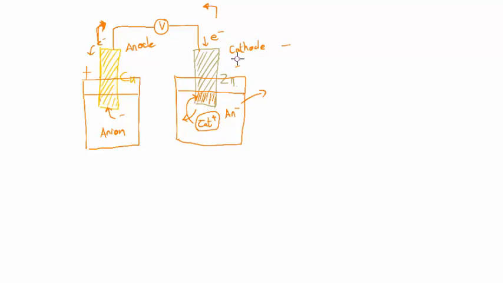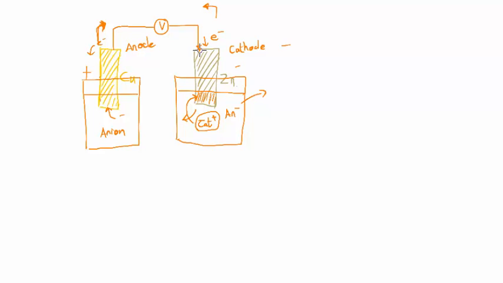It's not called the cathode because it's negative. It's called the cathode because it attracts the cations. The anode is the one donating electrons, and I don't know exactly why it's called the cathode, but what I do know is that the cathode is the one receiving electrons.